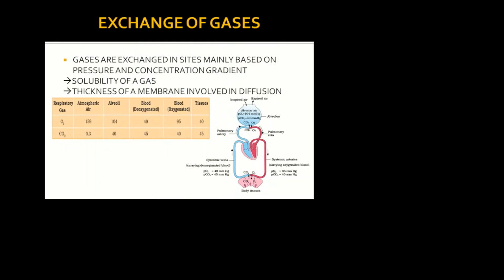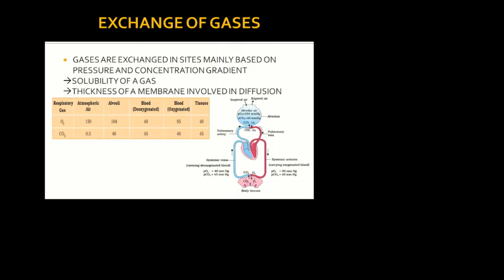Exchange of gases. Gases are exchanged mainly on the basis of pressure and concentration gradient. So here, this chart is present in the NCERT. You can read it, it is important. Atmospheric air will obviously be high in oxygen, which is 159, and CO2 will be 0.3. In alveoli, oxygen will be greater and carbon dioxide will be smaller in value.